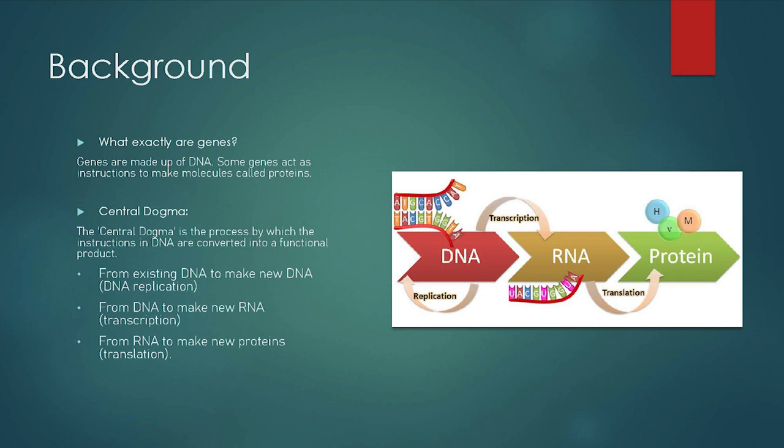So this process is ultimately known as the central dogma. As you can see in this image right here, it goes from DNA, transcribed to RNA, and then finally, the final product is a protein. So through replication, DNA is copied, and then it's translated into mRNA. This mRNA acts as instructions to code for different proteins. So, all right, next.